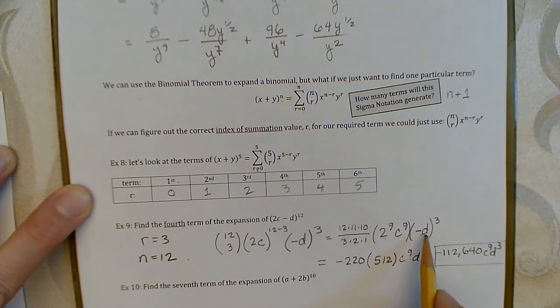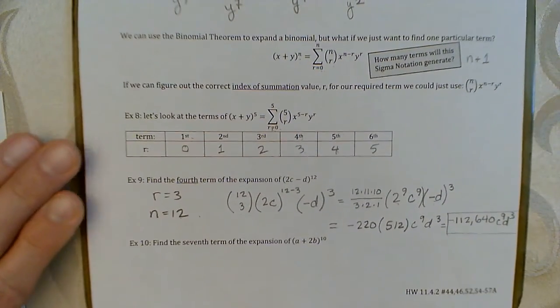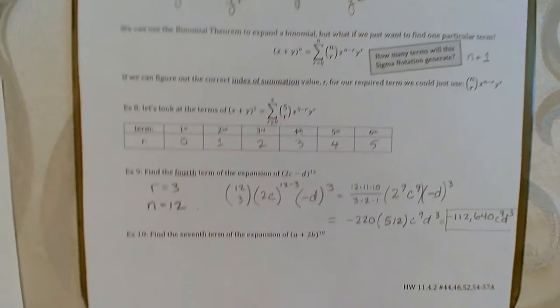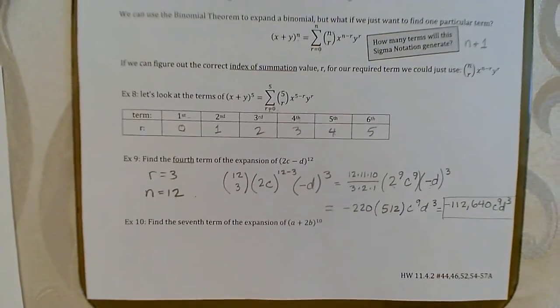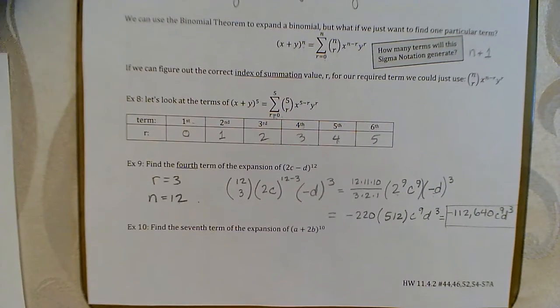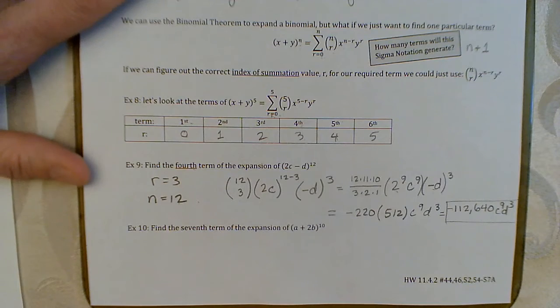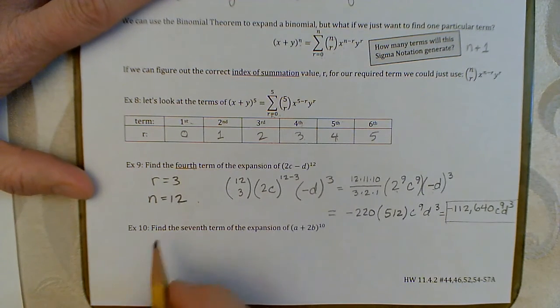We know it has to be negative because this negative is being raised to the odd power. So don't lose your negative. Try the last one, number 10, and then pause the video, and then I'll do the work here. Okay, so what would the R be?